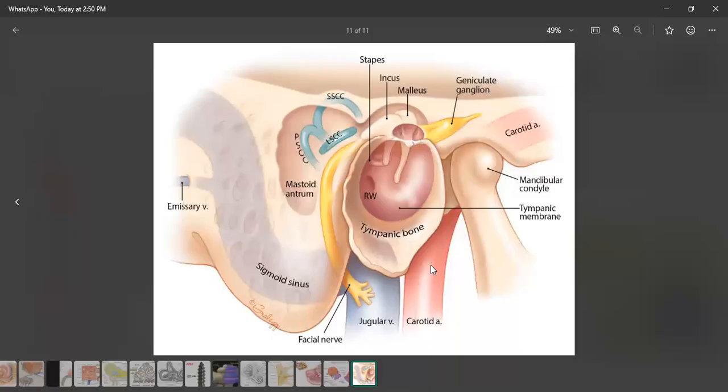So here you have the carotid artery, the jugular vein, the facial nerve, geniculate ganglion of the facial nerve, and the sigmoid sinus. So we'll talk about this later, how they are related exactly. But just remember that these structures are closely related to the ear and to the individual parts of the ear.